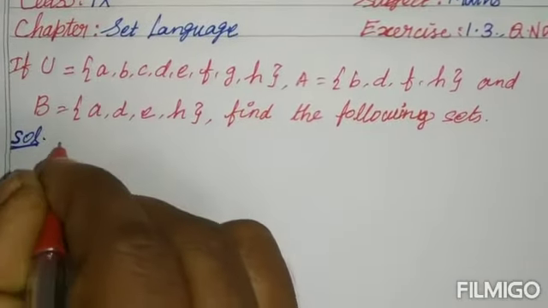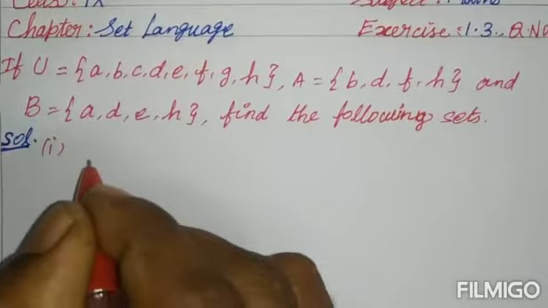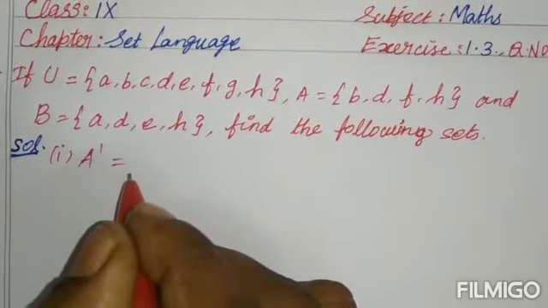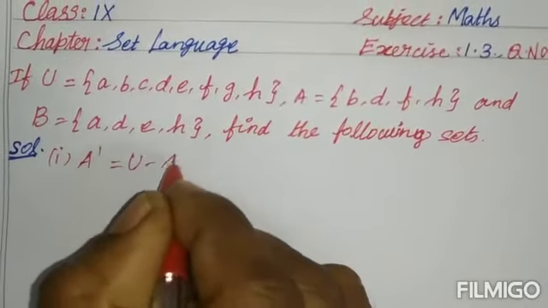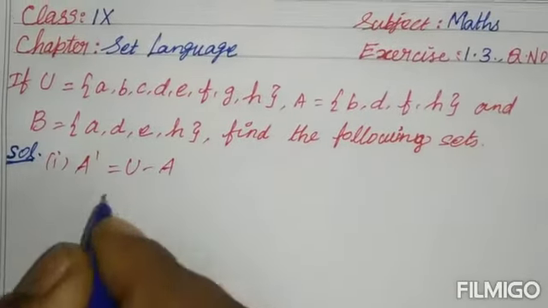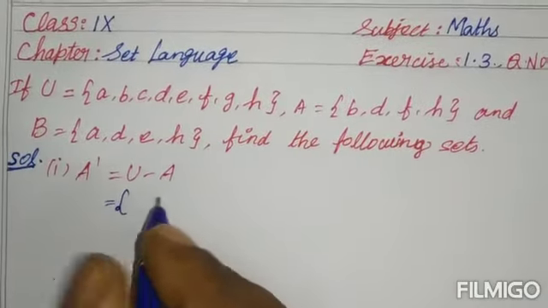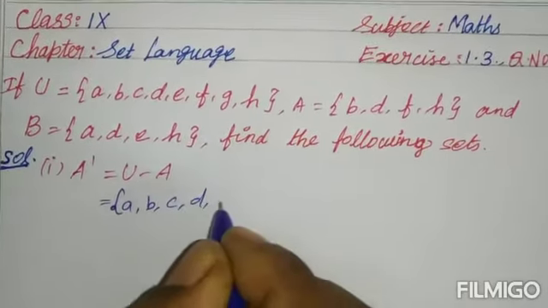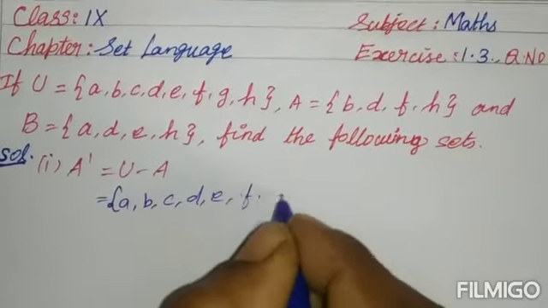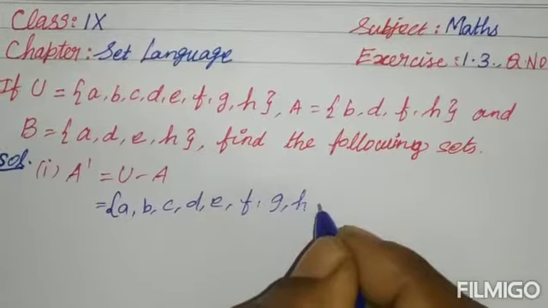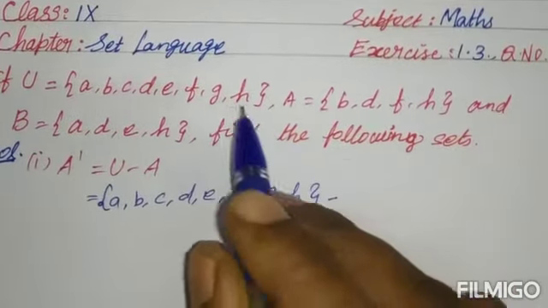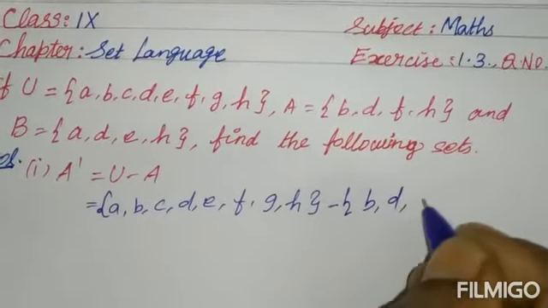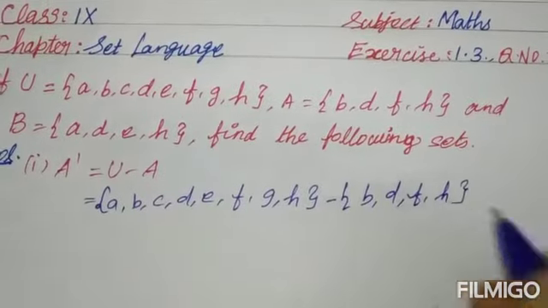The first one is A complement. You know the formula for A complement. The formula for A complement is U difference A. So first we have to list the elements of U. Elements of U are a, b, c, d, e, f, g, h. Difference elements of A: set of all b, d, f, h.